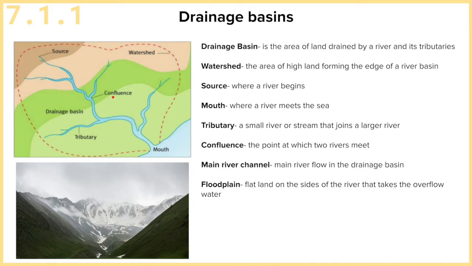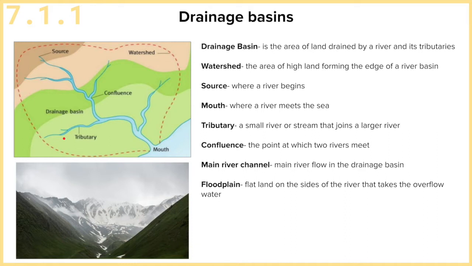Where two rivers meet, this is called a confluence. So here is a confluence. We've got this river and this river meeting, but it also happens here, here, here, and even on the smaller streams, here, here, here, here, and here.